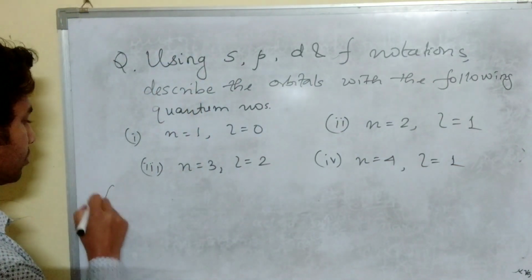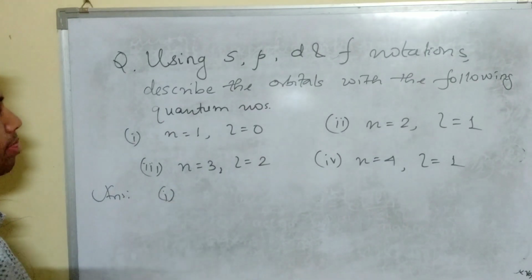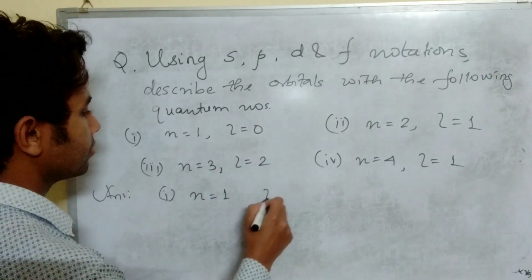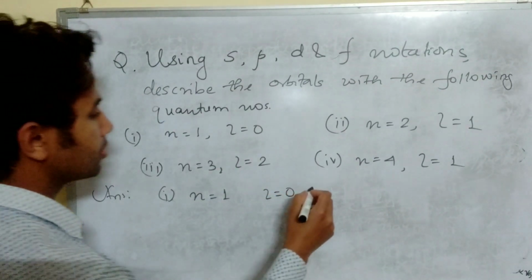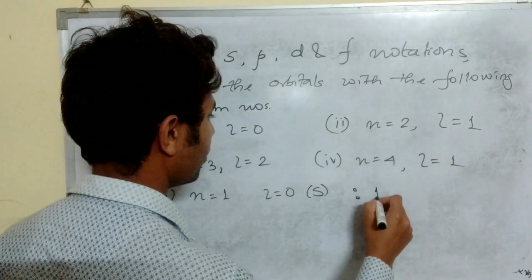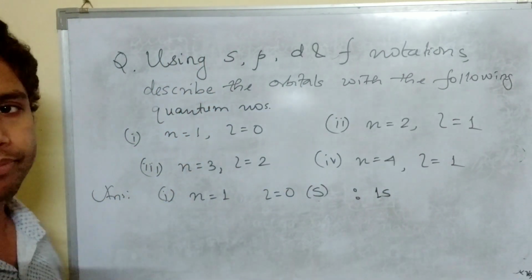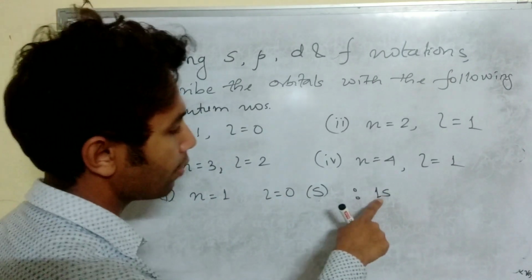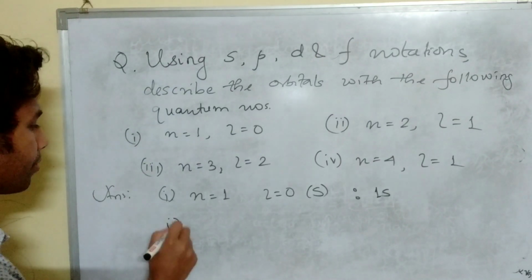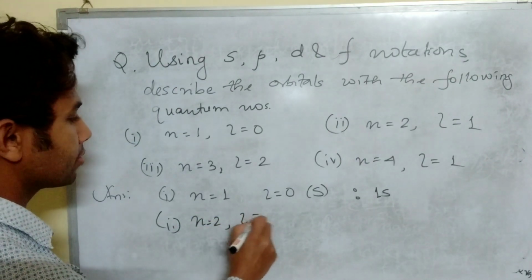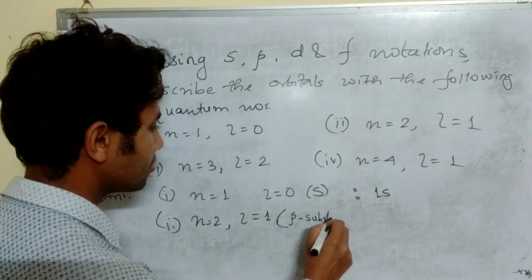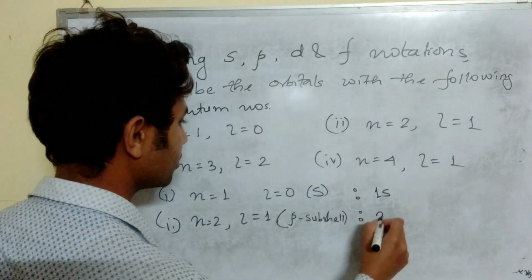So we have in number 1 n is equal to 1, l is equal to 0. So l is equal to 0 means s subshell. So we are getting 1s orbital. Number 1, the principal quantum number is 1, so 1 is first and then the subshell, s subshell. Number 2, n is equal to 2, l is equal to 1. l is equal to 1 is our p subshell. So it will be 2p.